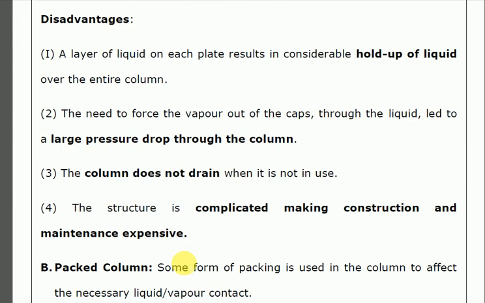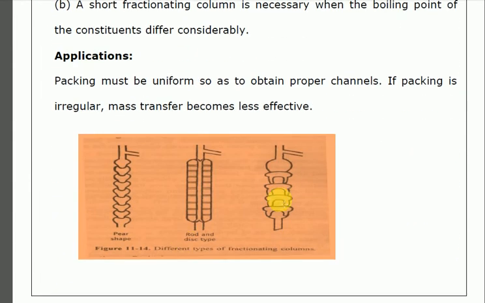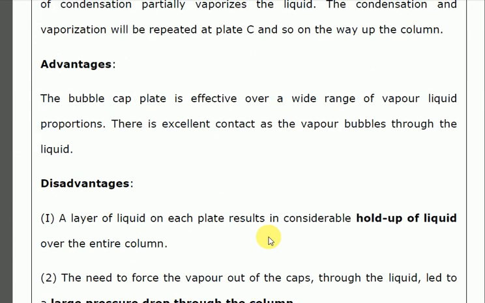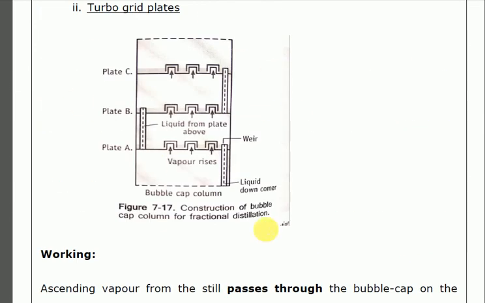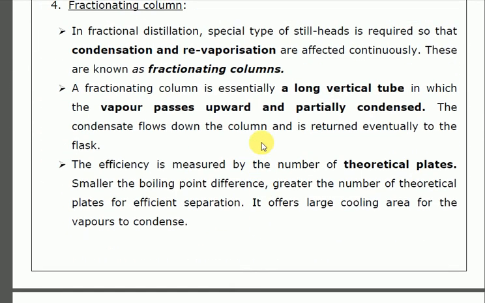Now, this is another type. This is a packed column. Okay. This is a plate one. Okay. A fractionating column is essentially long. Okay. Vapor passes upward and gets partially condensed. The condensate flows down the column and is returned eventually into the flask. We have already studied this.